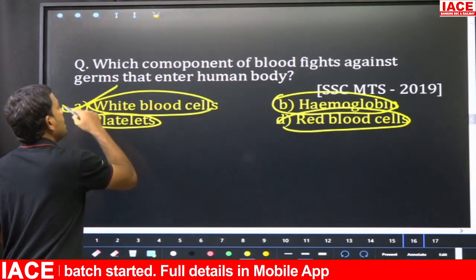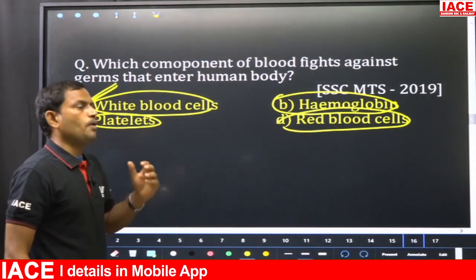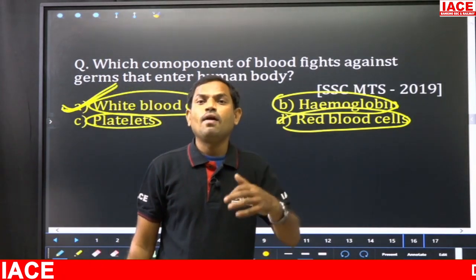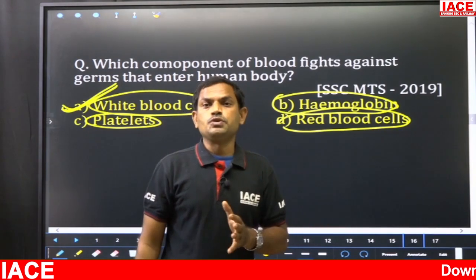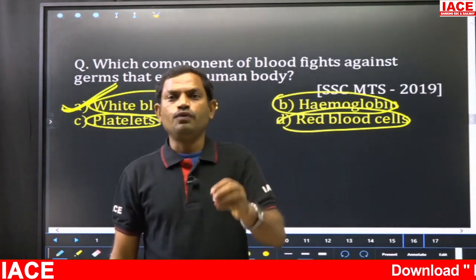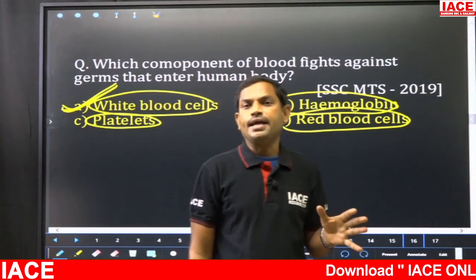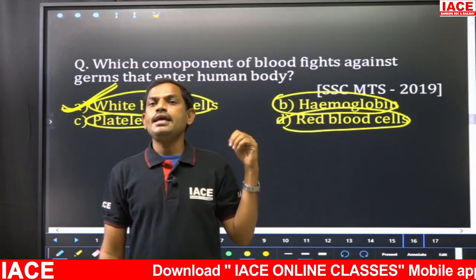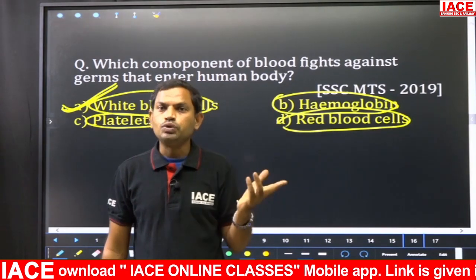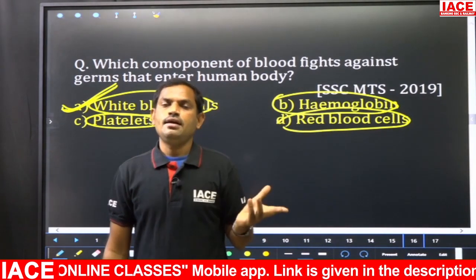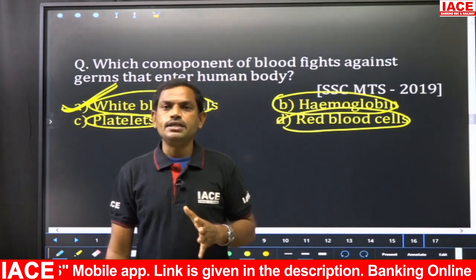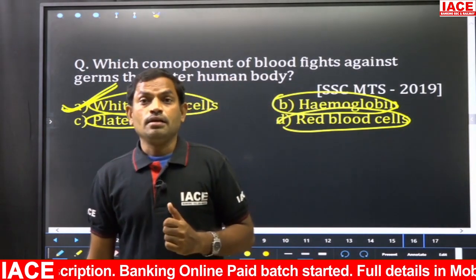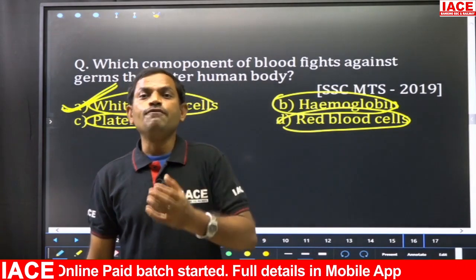Option A, white blood cells, are responsible for killing microorganisms that invade through the major routes present in our body, either through skin, food or water. If they enter the body, they will be restricted or killed by the white blood cells. We know there are two types of WBC, granulocytes and agranulocytes. The granulocytes include acidophils, basophils and neutrophils. Then the agranulocytes include lymphocytes and monocytes.